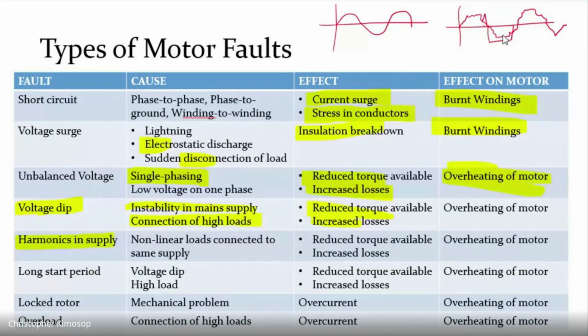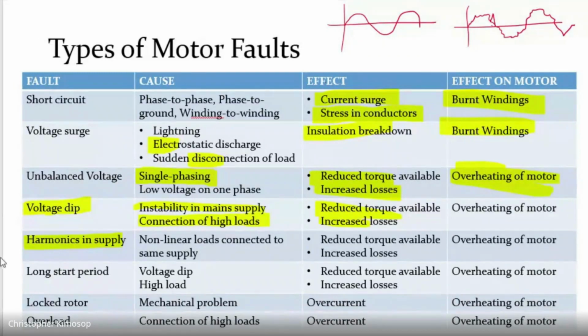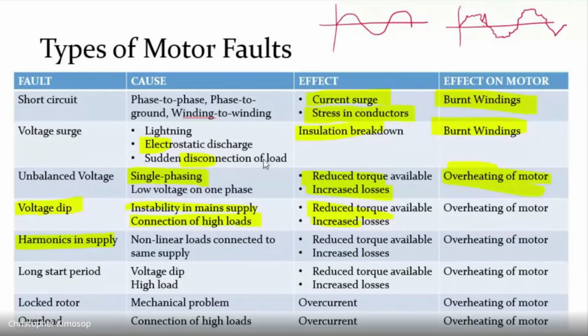Those have an impact on the way the magnetic fields are formed within the motor. So you have your rotating magnetic field being formed erratically. It's almost like the magnetic field is not rotating at a constant speed. These are caused by non-linear loads connected to the same supply.